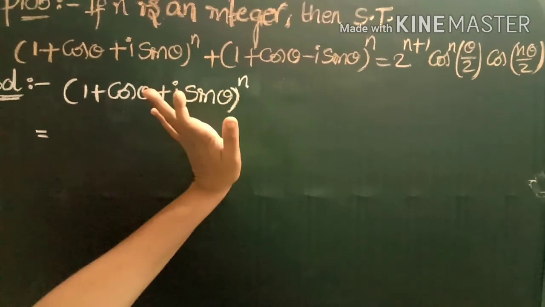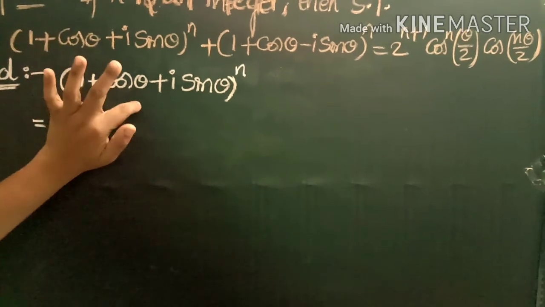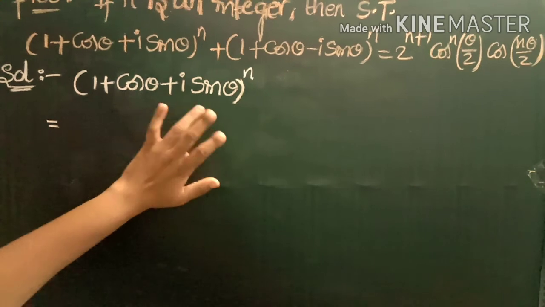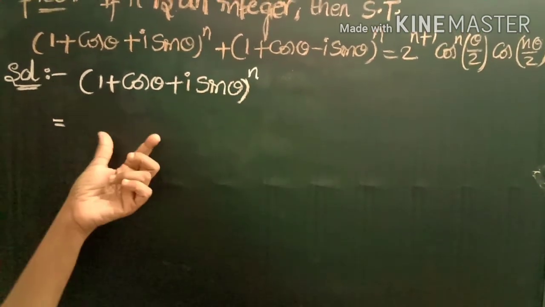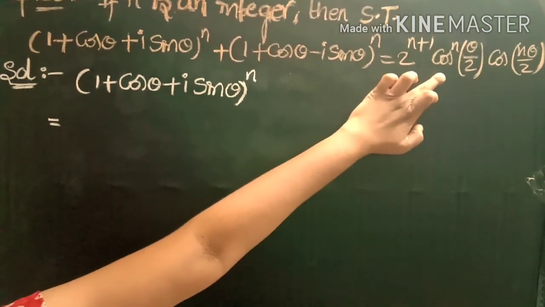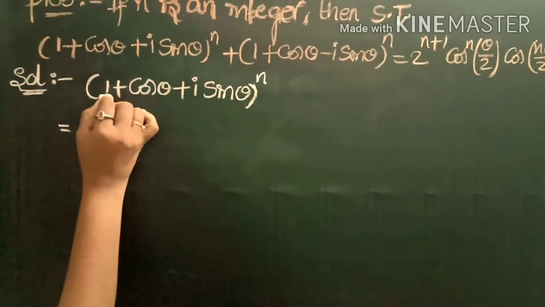The only difference between them is the sign, and here we have the minus sign. So first I take only the first term and simplify it. Let us write the first term, that is (1 + cos theta + i sin theta) whole power n, and this is equal to, here in the answer we have the terms theta by 2. Further we are changing the terms here as 1 + cos theta.